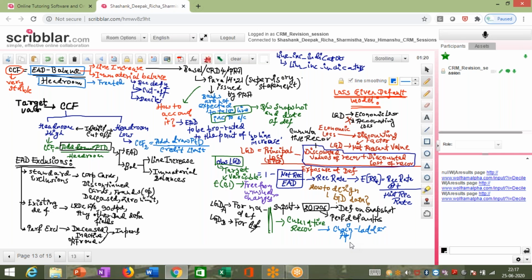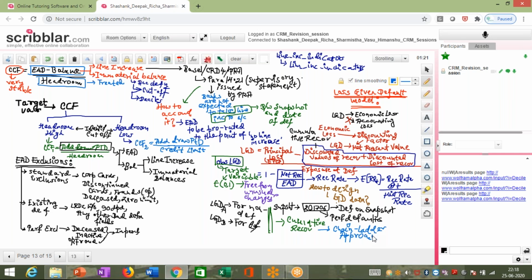The chain ladder approach helps us estimate the cumulative recovery, or the expected cumulative recovery, for incomplete workout processes. So when the recovery has not been totally completed, the chain ladder approach is used to extrapolate that recovery, and then the cumulative recovery is discounted using the interest rate, right?